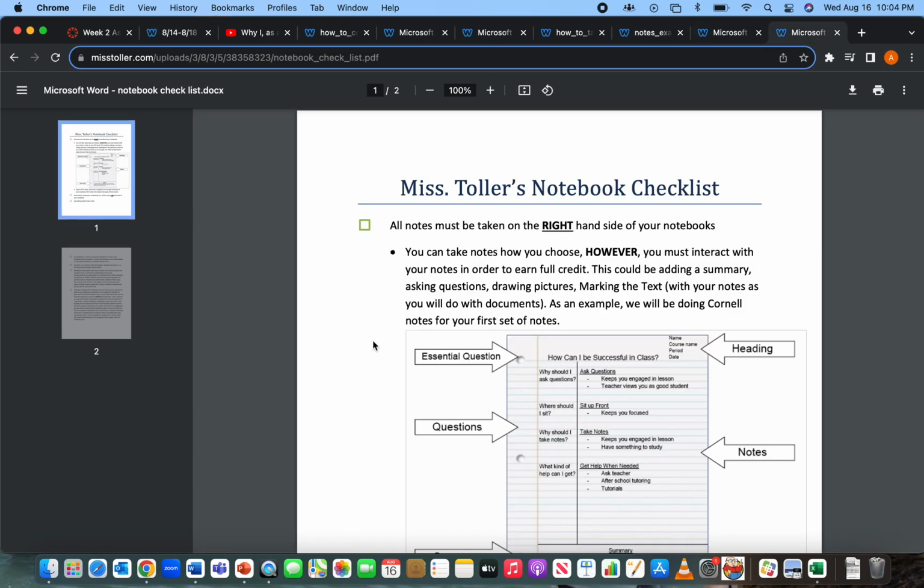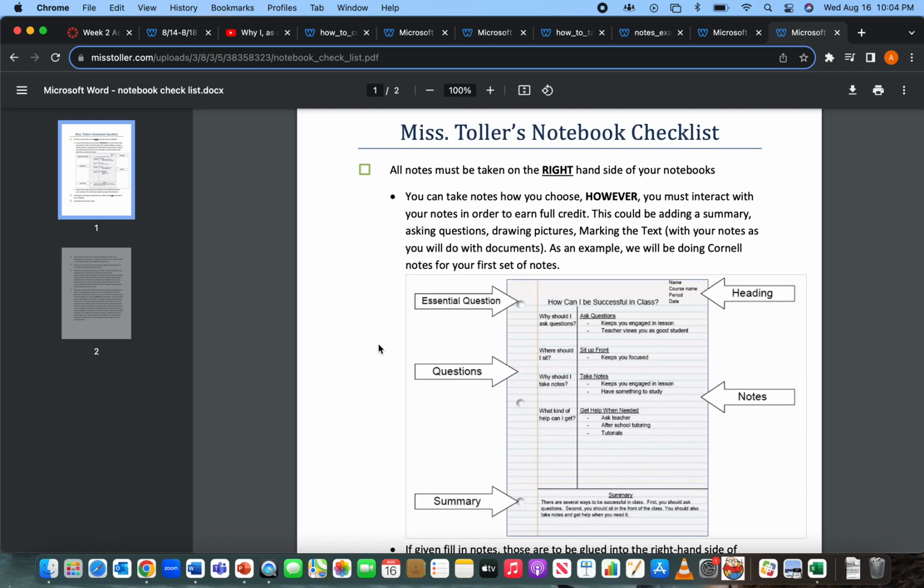Now, when we look at my notebook checklist, these are sort of the things that you need to be aware of that we're going to do for every notebook. And our first notebook check is going to be due on Friday, August 25th.